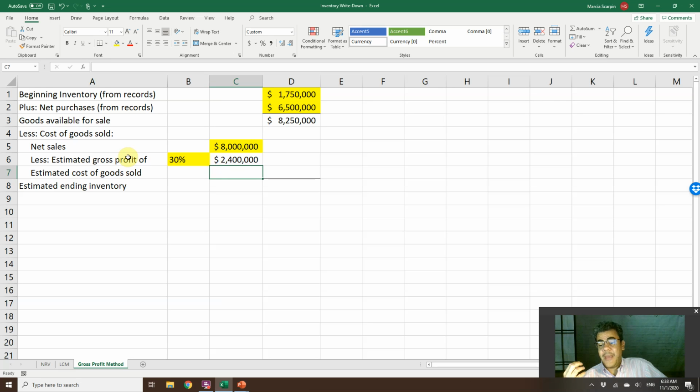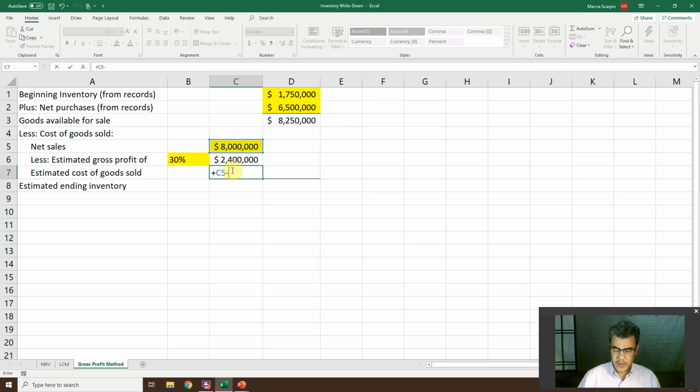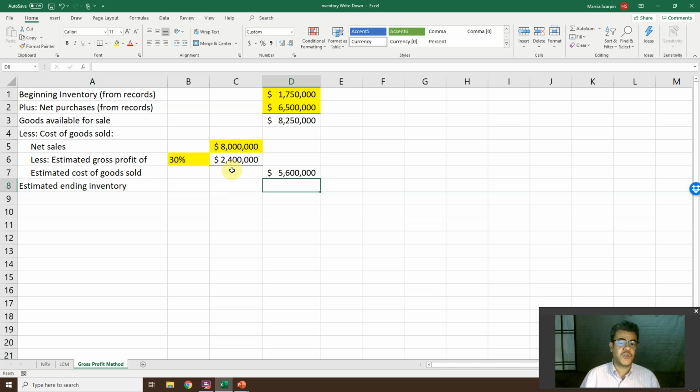And we have our basic formula. Gross profit is revenue less cost of goods sold. So if we have 8 million revenue and 2.4 million gross profit, then 2.4 equals 8 million less cost of goods sold. So our formula for cost of goods sold will be revenue less gross profit. So 8 million less 2.4 million dollars. Our cost of goods sold will be 5.6 million.